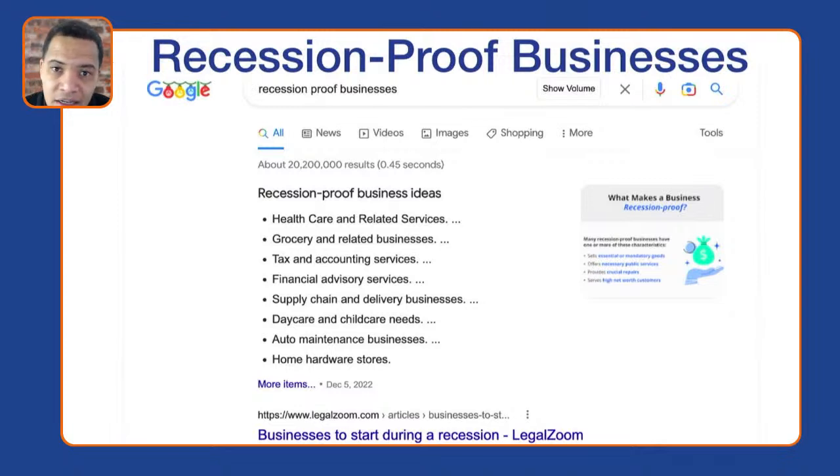Tax and accounting services. All right, man, can the tax guy give me more money back in my return? Financial advisors. Hey, how can I better manage my money during this time of recession? Right? Making sense. Supply chain and delivery businesses, right? I can't afford to drive everywhere, so instead of driving everywhere, I might just buy some stuff and have it shipped to me, right? And the big thing, Amazon, man, took care of business, right? Daycare and childcare needs. If I'm working, I still need someone to babysit my kid, right? Auto maintenance and businesses, still got to get to work. All right, home hardware stores. I can't go hire a plumber, but maybe I can figure out how to do it myself, go buy the stuff and watch a YouTube video and do it myself, right? So these are recession-proof businesses.